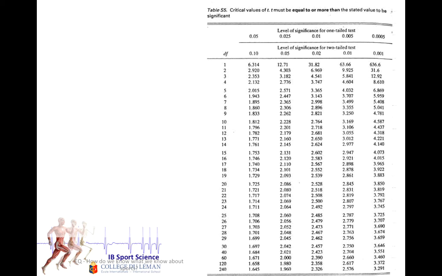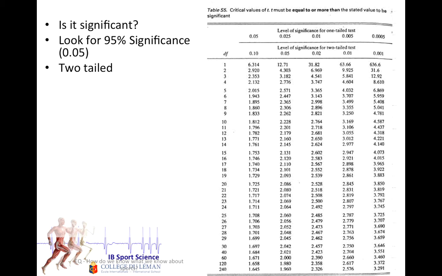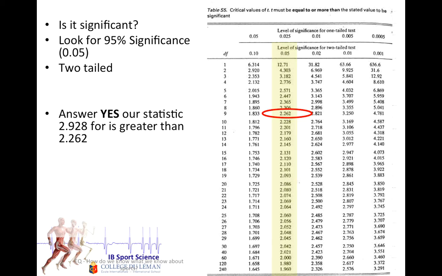So let's look on our table again and see if that's significant. Again, we're looking for 95% significance, or 0.05. It's a 2-tailed test. So 0.05 for a 2-tailed test. This is the column we're using. Degrees of freedom is going to be 9. So that's the value we're looking for. So the answer is yes. Our t-value 2.928 is greater than the value given in the table, 2.262. So there is a significant difference in route A or route B.